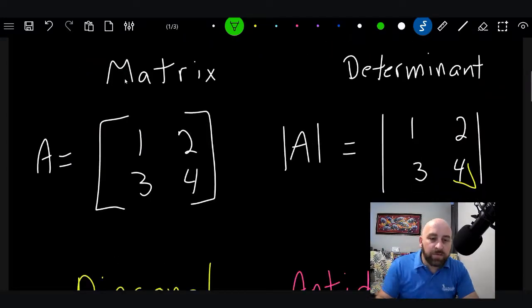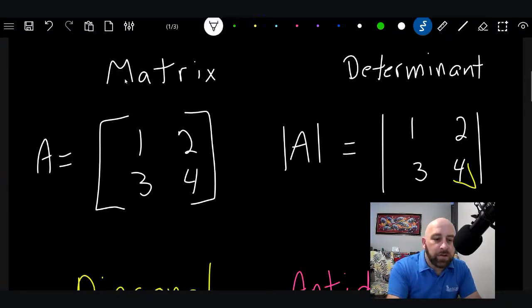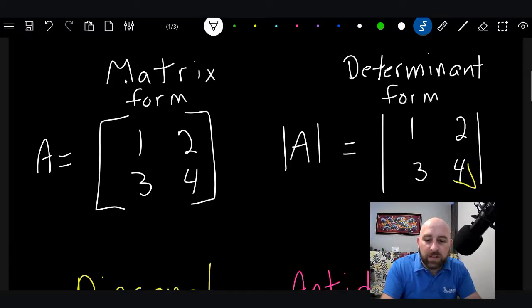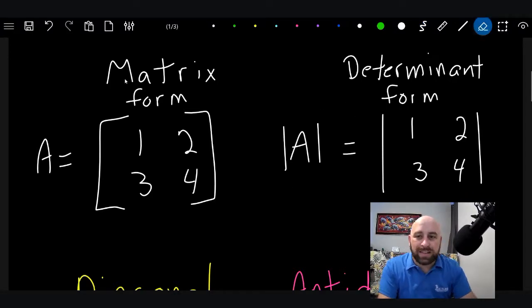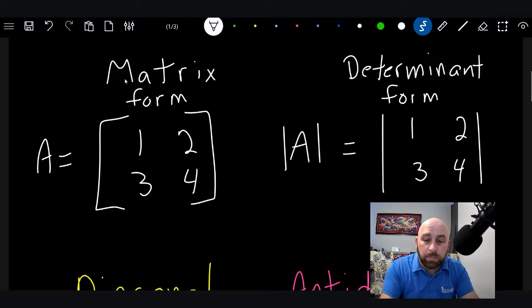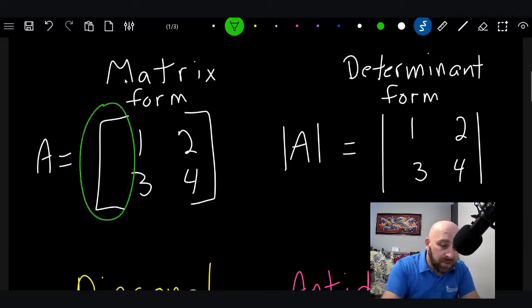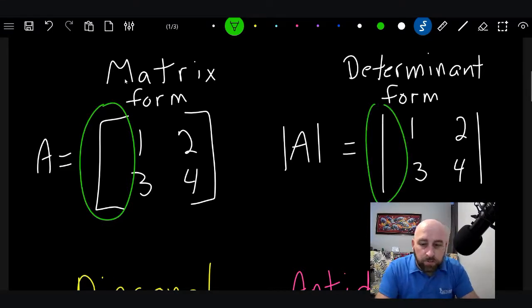We have two different forms. So we have the matrix form, and I'm going to write the word form with this, and the determinant form. This is not the determinant, okay? This is just a format that is called the determinant form, okay? If you'll notice, there are some differences between the determinant form and the matrix form. All right, what are some differences? Well, here's a difference. That thing right there is like a bracket on the matrix. Look at it on the determinant form. It's just a straight line. It almost looks like an absolute value.